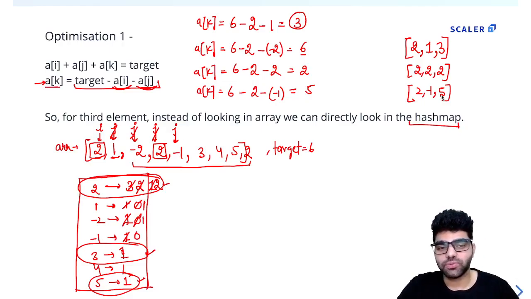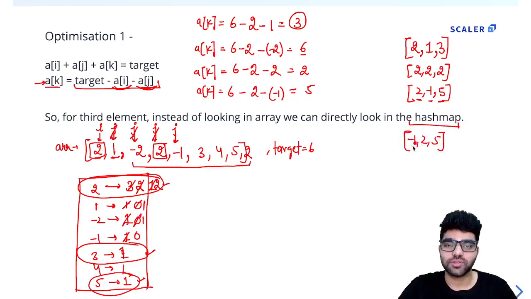So in order to have the unique triplets, I need to consider a set, right? And these elements will be arranged in sorted order. Like if there is any repetition, if you are considering -1, 2 and 5, you can consider them like this. In that case, we have to check whether it is already present or not. So that is why you need to consider the sorted order.